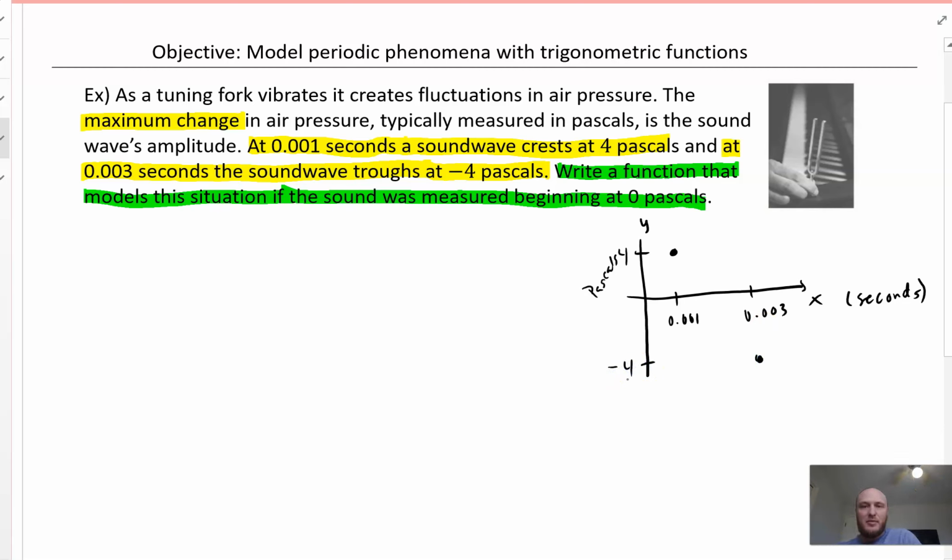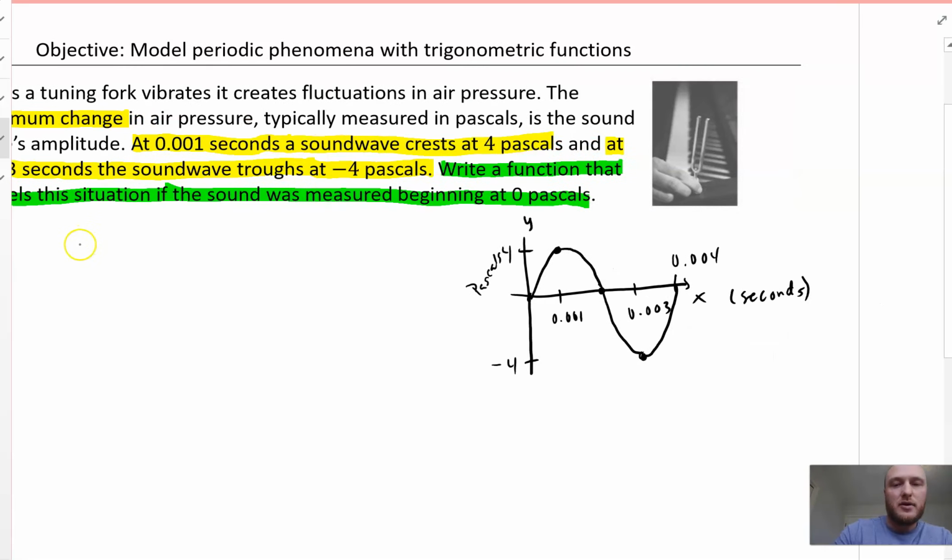So you can kind of see, halfway in between is going to be our midpoint. Starting at 0, we're going to have a graph that looks like this. This distance here is 0.1, so we assume that this goes back at 0.004. So there is our graph. And what are we going to use? Are we going to use a sine or a cosine function?